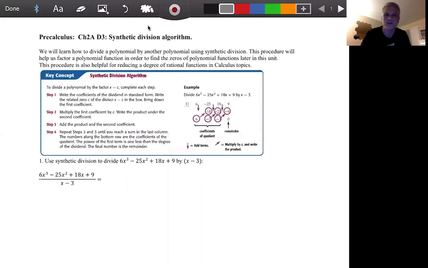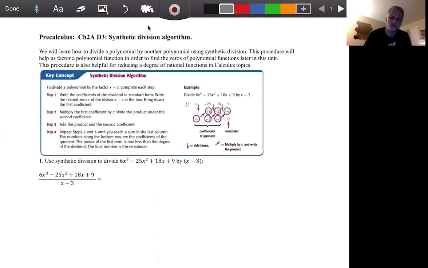Precalculus, Chapter 2A, Day 3, Synthetic Division. All right, now we're going to be dividing some polynomials by binomials. So here's a nice little example that we are going to start with. We are given the polynomial 6x cubed minus 25x squared plus 18x plus 9, and we want to divide it by x minus 3.